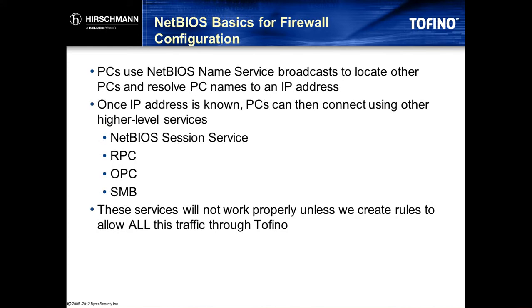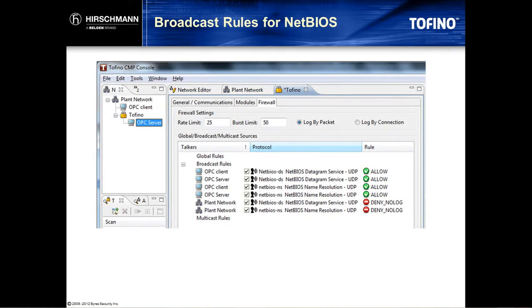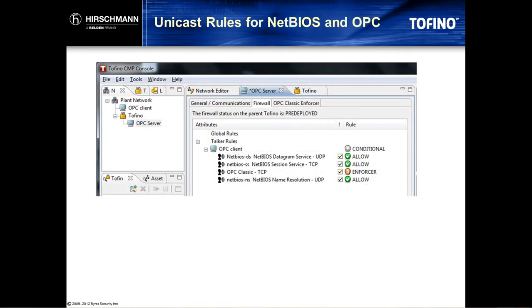Okay, so how do we do that? It's complicated. We need to allow, first of all, broadcast traffic to come through the Tofino for these protocols from the client and server PCs that need to find each other. And then we also need to allow unicast traffic to come through the Tofino between client and server PCs.